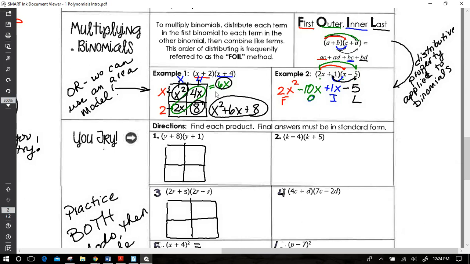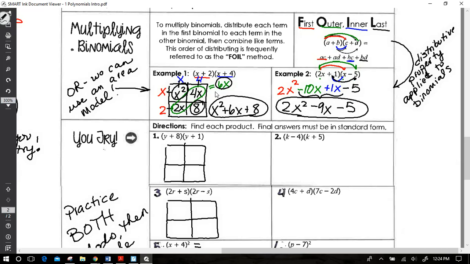Okay? Now you're not done once you've done that part. You still have to combine any like terms that you see. So negative 10x plus 1x is negative 9x. And then you would bring down the other terms.